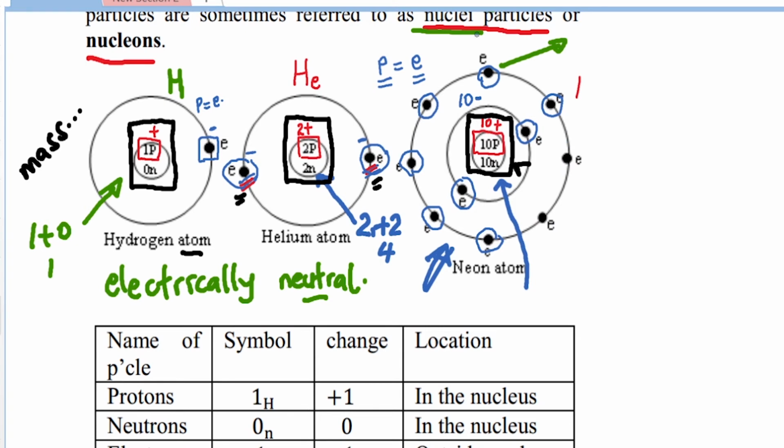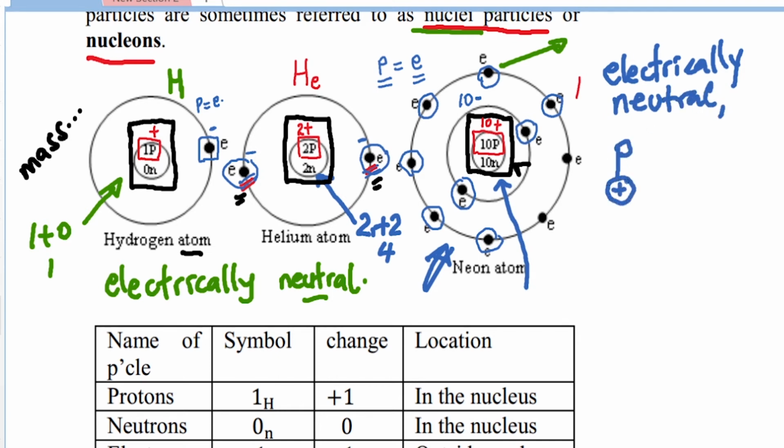Number one is that when an atom is electrically neutral, the number of protons, that is the number of positives, will always be equal to the number of electrons, which is the number of negatives. That's one thing.